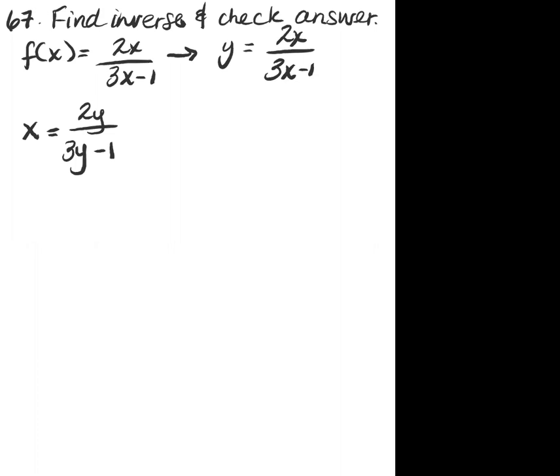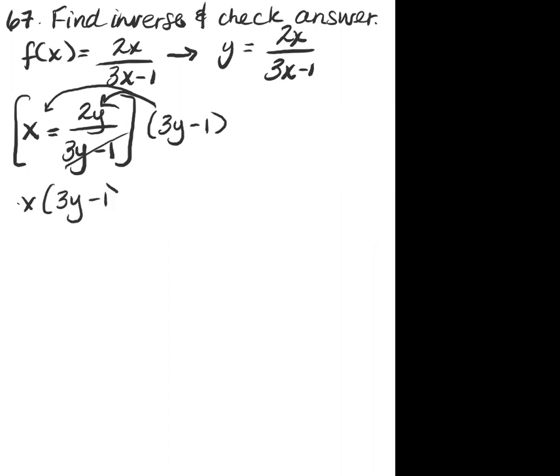Okay, so I need to solve for y. Anytime we're solving anything with a fraction, get rid of the fraction. So we're going to multiply both sides by 3y minus 1. Make sure you distribute it to both. On the right side, it cancels out. On the left, I get x times (3y minus 1) equals 2y, and I need to distribute. So I get 3xy minus x equals 2y.